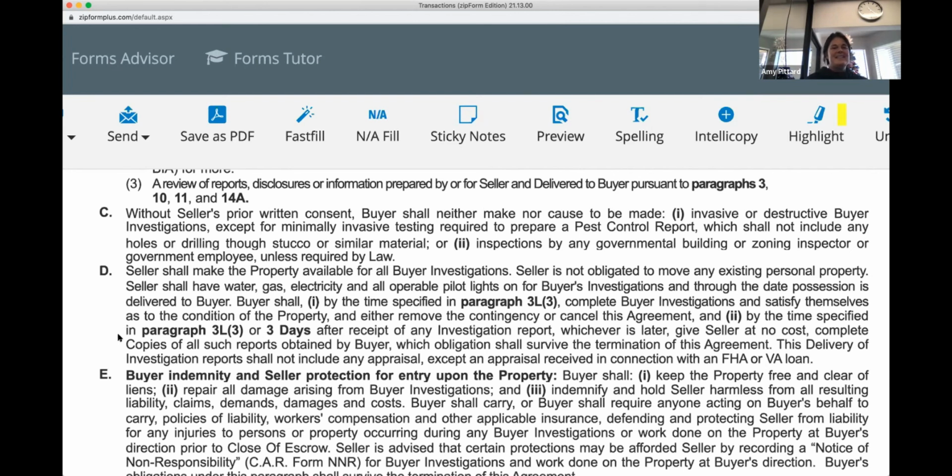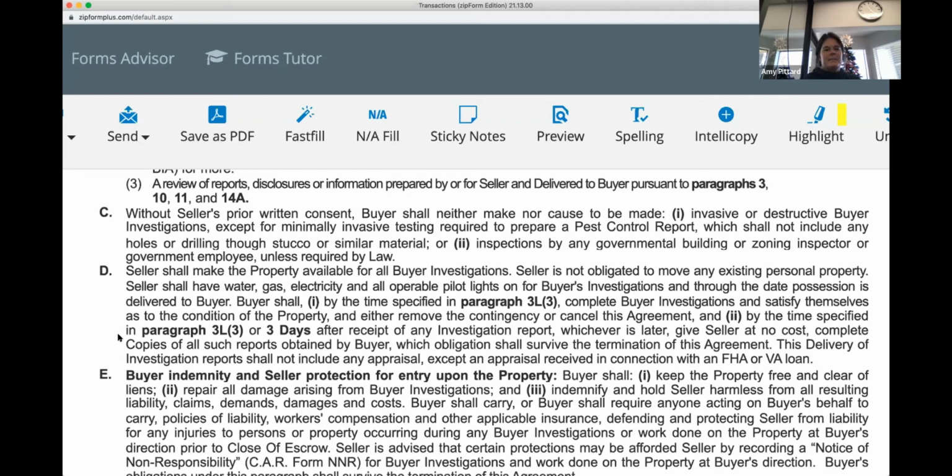Okay. The seller shall make the property available for all buyer investigations. Seller is not obligated to move any existing personal property. Seller shall have water, gas, electricity, and all operable pilot lights on for buyer's investigation and through the date possession is delivered to buyer. So keep that in mind right there because that's a really important thing. The utilities are supposed to be on until possession is delivered to the buyer, not when they're done with inspections.